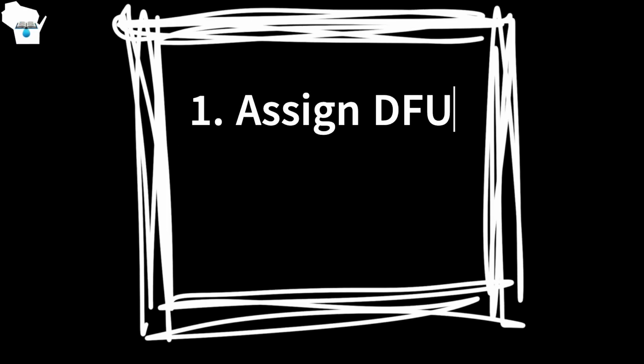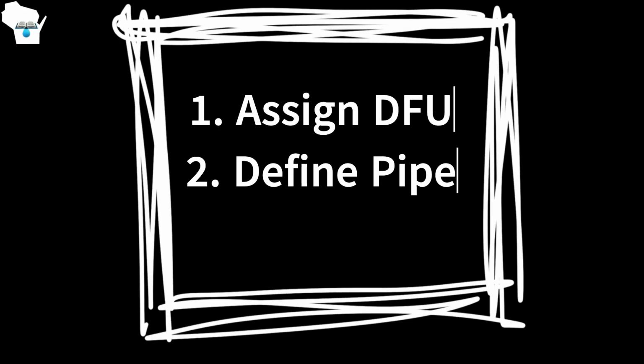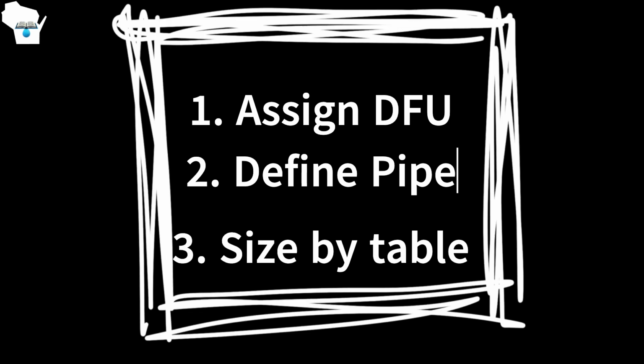So let's recap. First, assign the DFUs. Second, define the pipe. Third, size by the corresponding table.